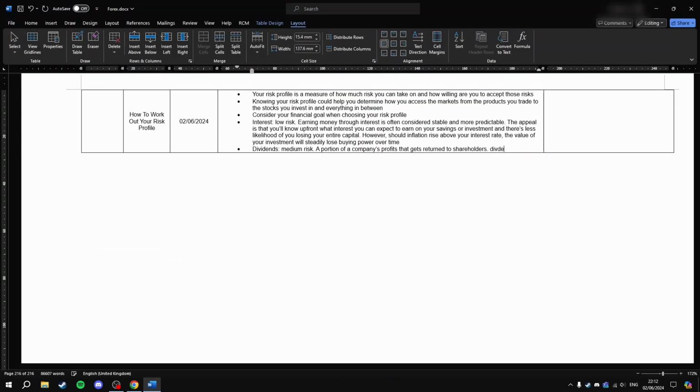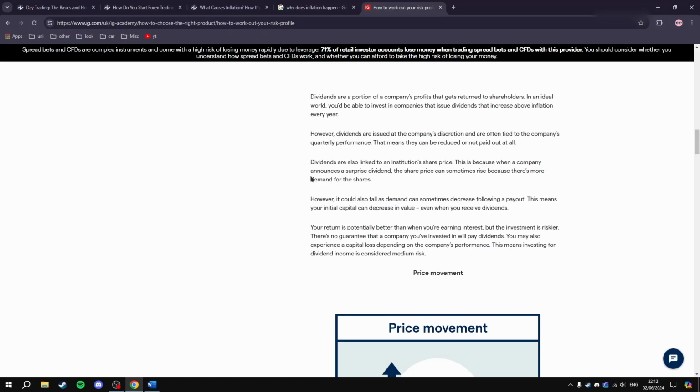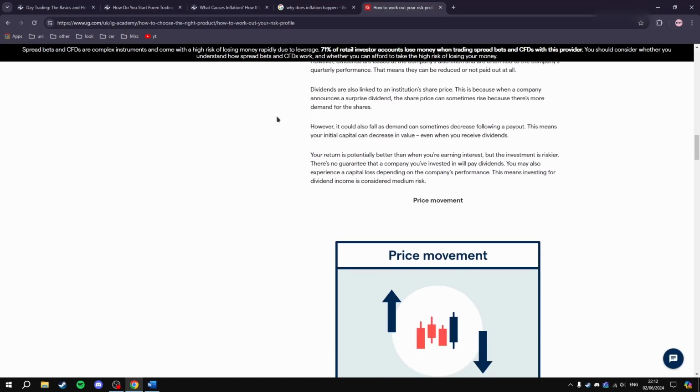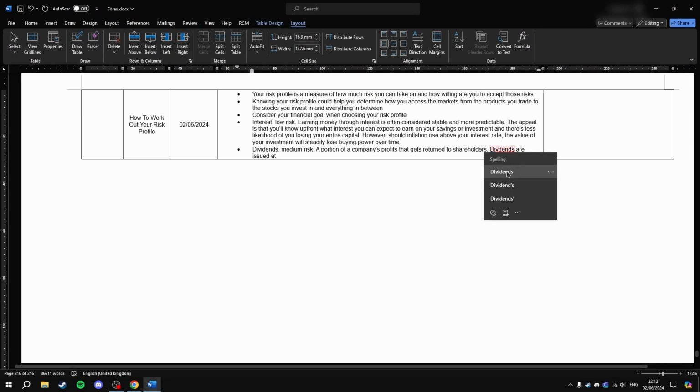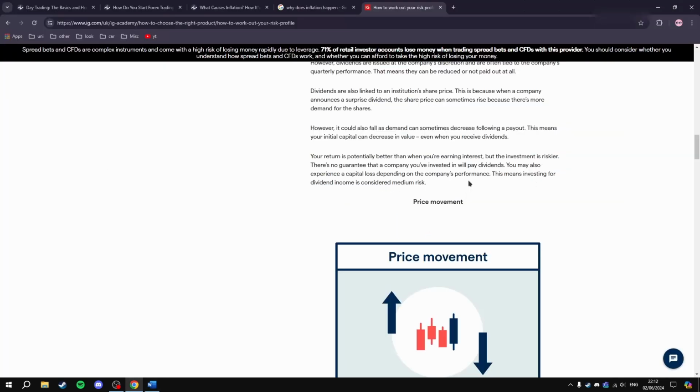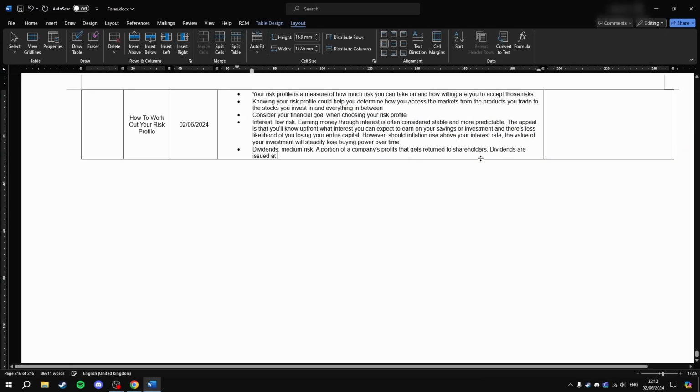So, dividends are issued at the company's discretion, meaning they get to choose whether it's even going to be released or not, and they don't have to release it.